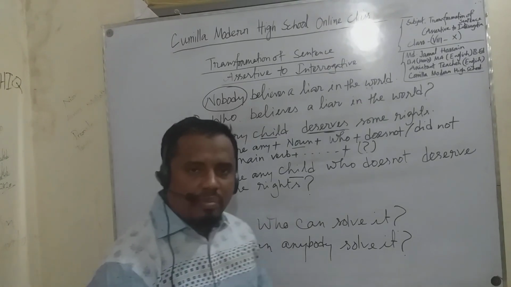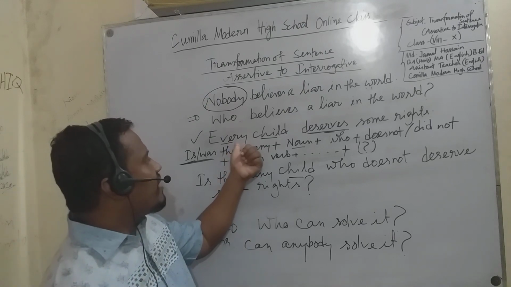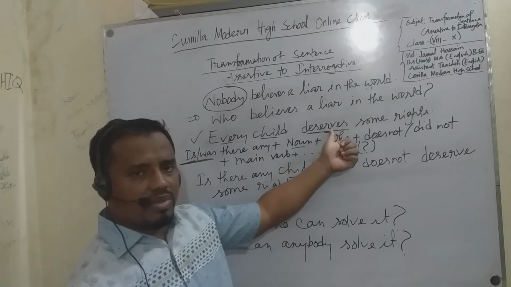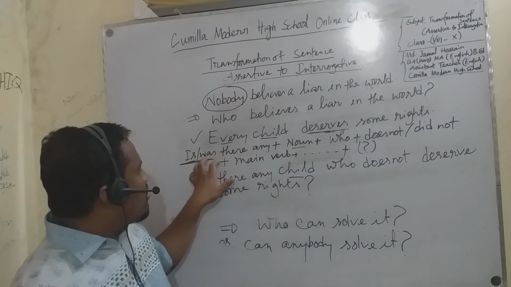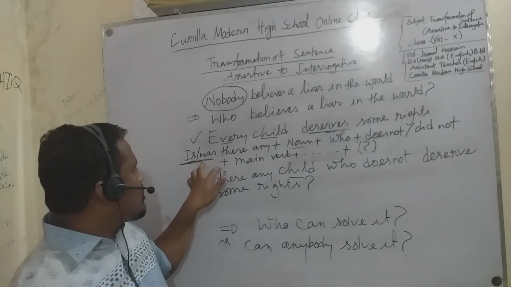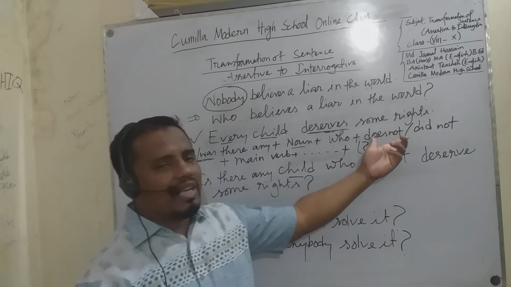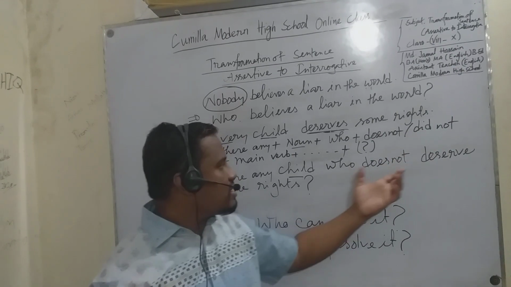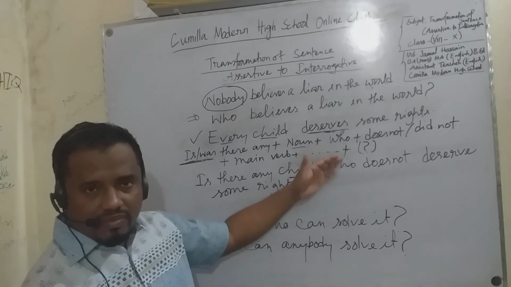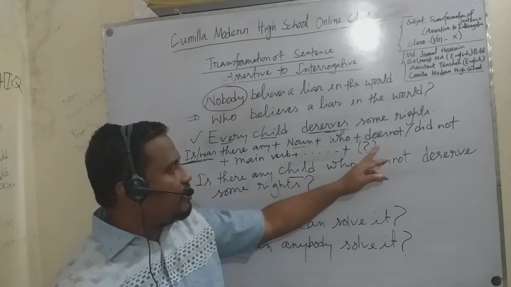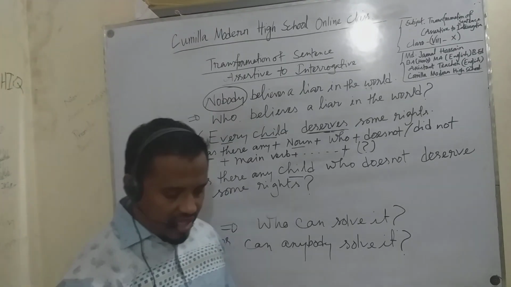Now I'm going to repeat it again. If there is a sentence like every plus noun plus action verb, you have to transform it into interrogative in this way. At the beginning you use is or was there any plus noun plus who, then does not or doesn't, did not or didn't, the main verb plus the rest of the words. At the end you will use a question mark. Is there any child who does not deserve some rights?